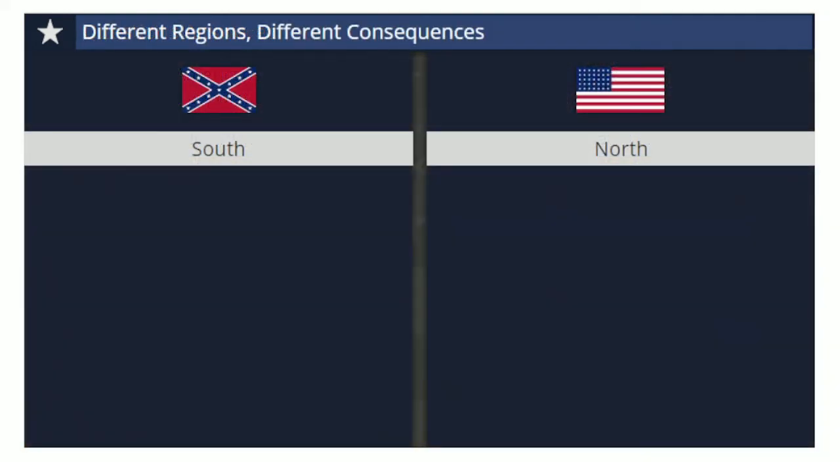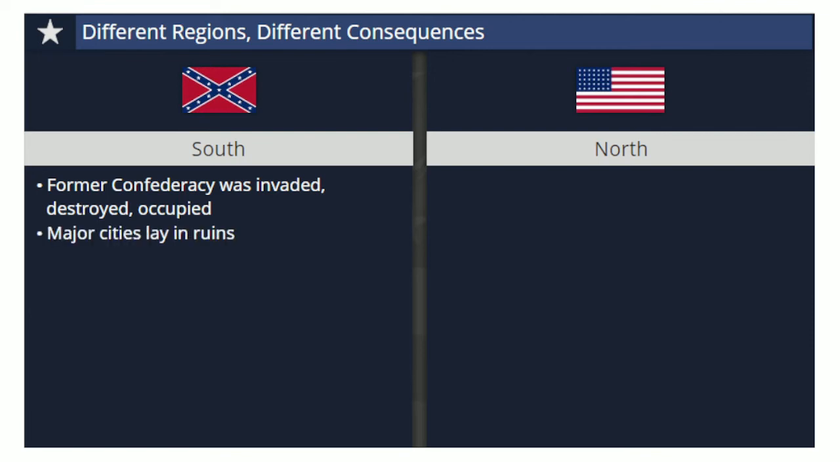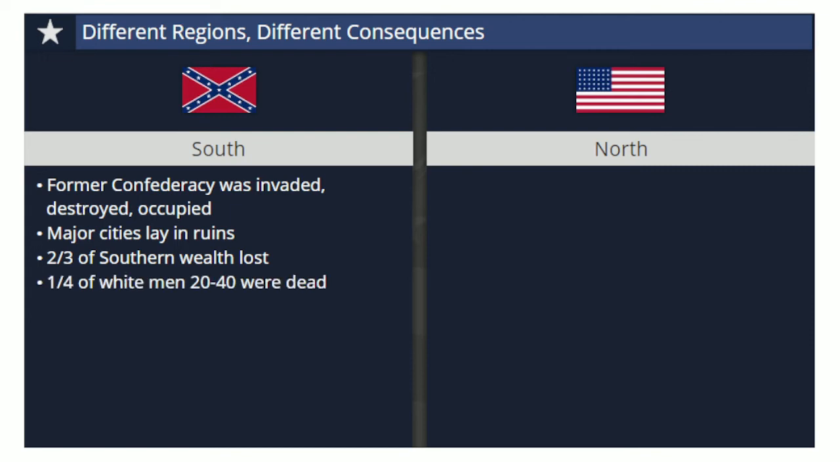The consequences of the war were very different in the South and the North. In 1865, large parts of the former Confederacy were invaded, destroyed, or occupied by Union soldiers. Major Southern cities, such as Atlanta, Georgia, and Richmond, Virginia, lay in ruins. It's estimated that 2/3 of Southern wealth was lost during the Civil War. Much of this wealth, of course, had been taken in the form of slaves who at the war's end were no one's property. 1/4 of Southern white men aged 20 to 40 had died in the war. Another 1/4 had been maimed, crippled, or had lost limbs. Before the war, the South had been in many ways the most powerful region of the United States.